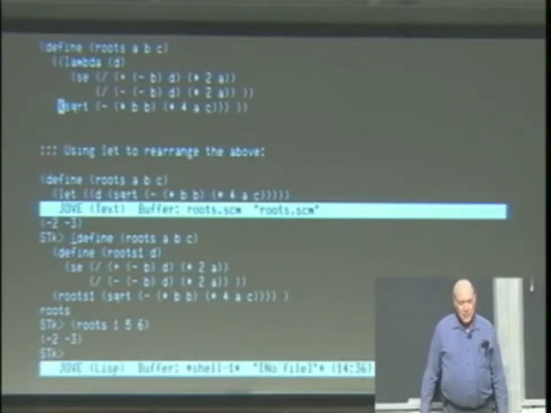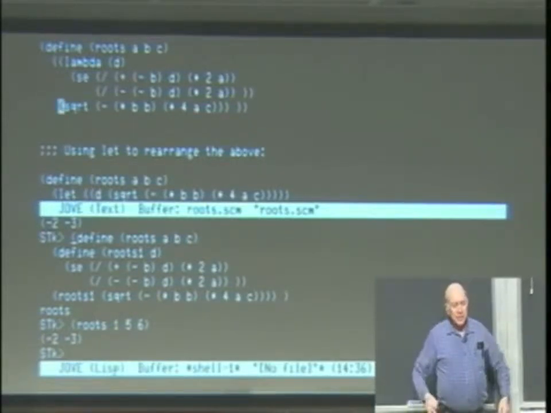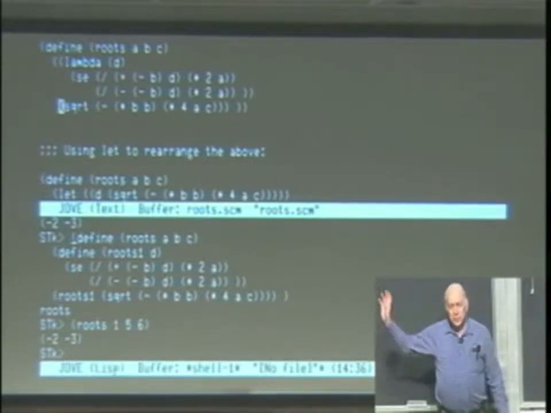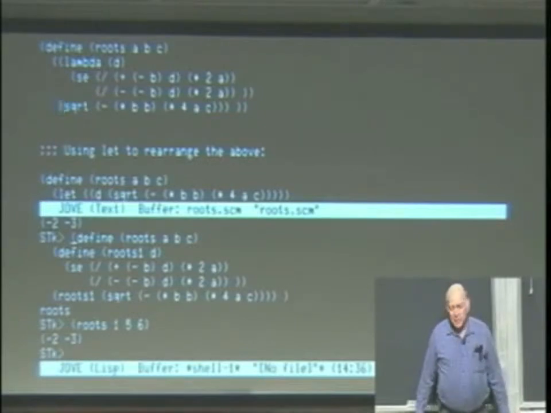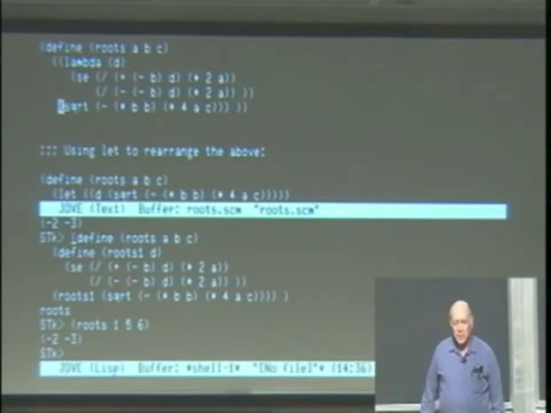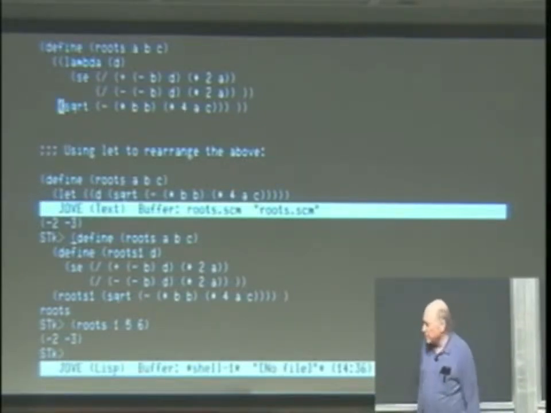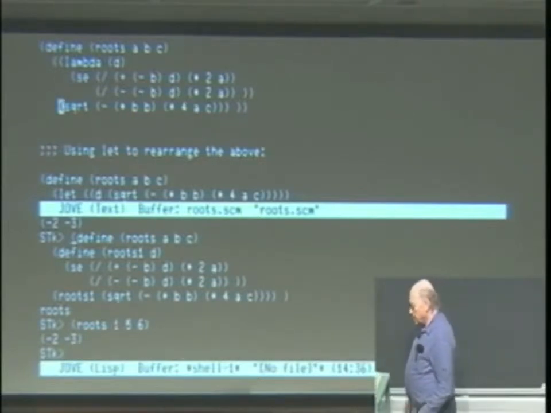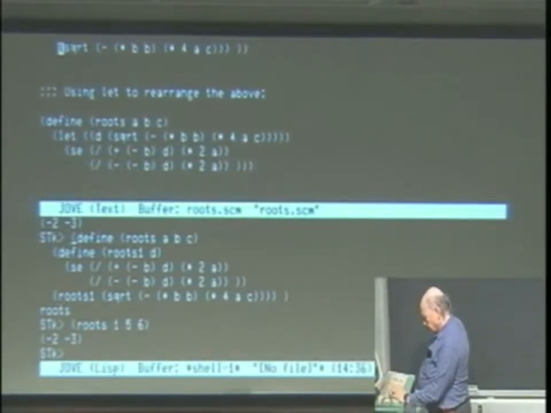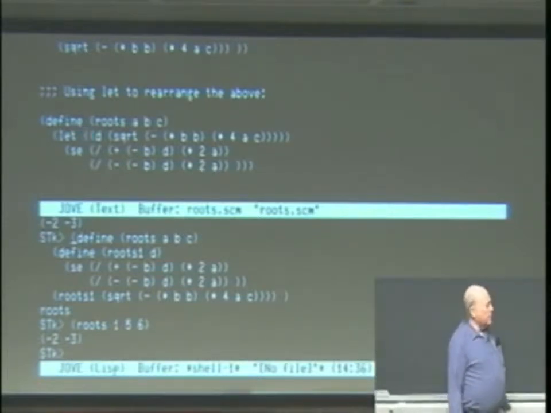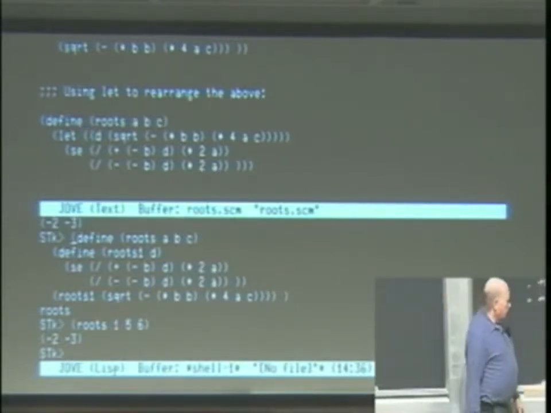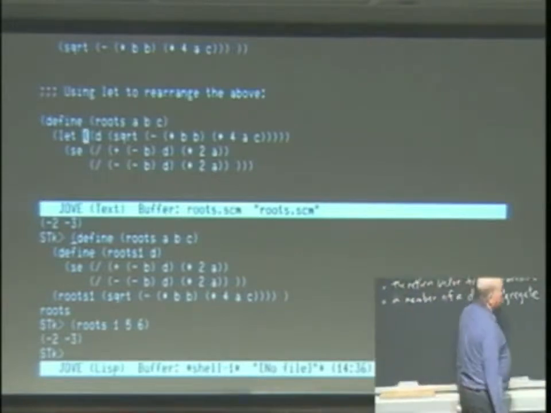So Scheme provides what's called syntactic sugar, a notation that isn't really necessary. We could use this notation, but it's nicer to have a notation that's a little more human readable. So we rearrange that lambda and the procedure call like this. So here's let. Let is one of the places where parentheses mean something special.